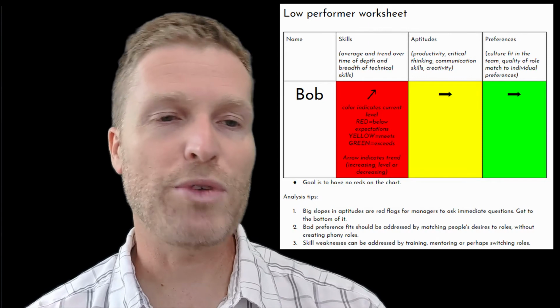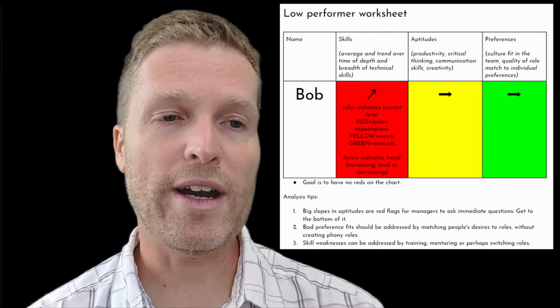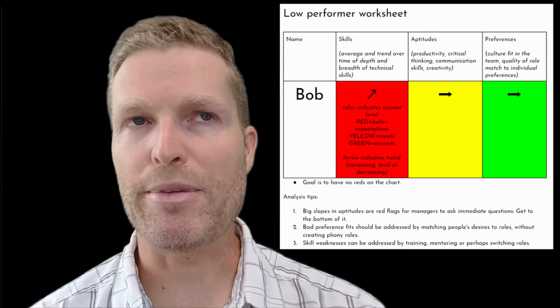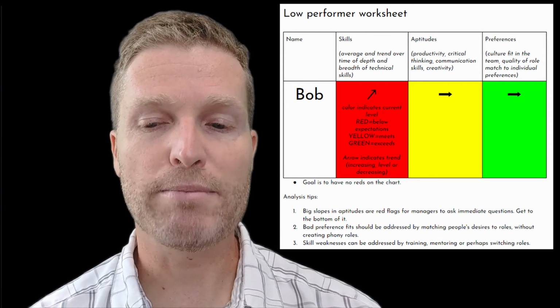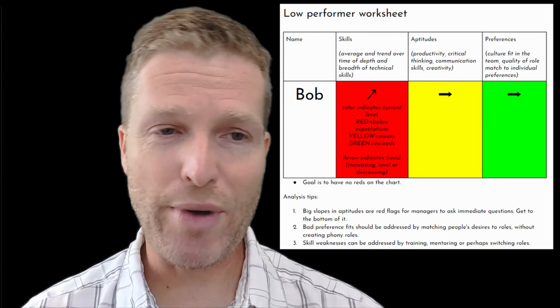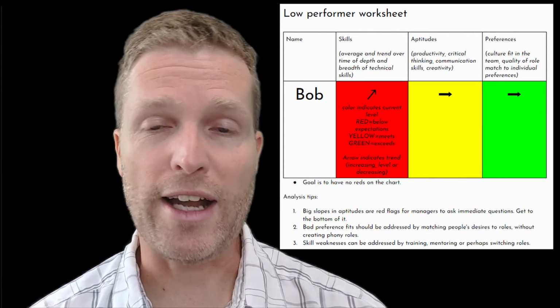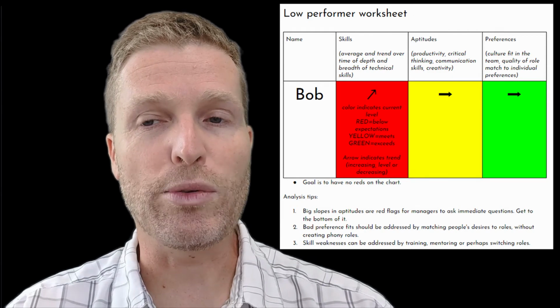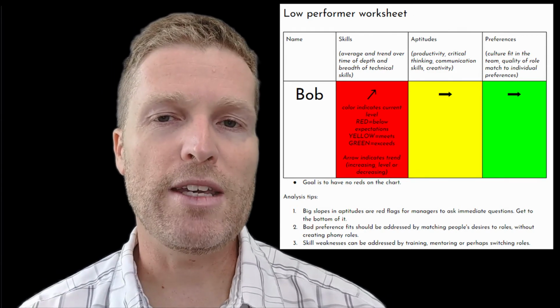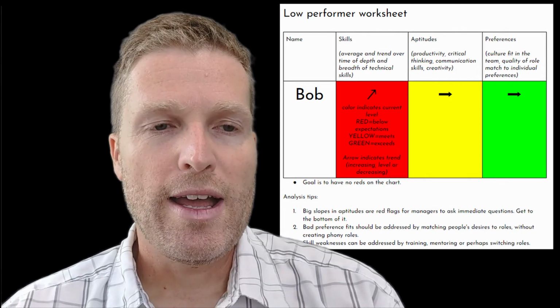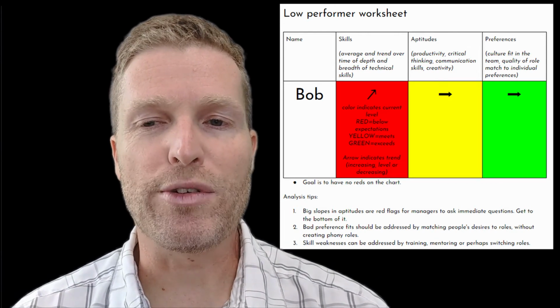So again, 3 big tips for the diagnosis. One is big slopes in aptitude are red flags. That really shouldn't happen. That's usually an unusual type of event. Now, if it's a bad preference fit, the obvious thing there is to try to see, frankly, if you can put the person in a different role. The warning there is you don't want to make up roles, right? Figure out what roles you have available without trying to create a job.